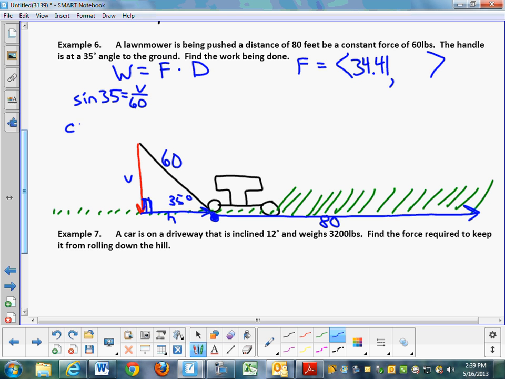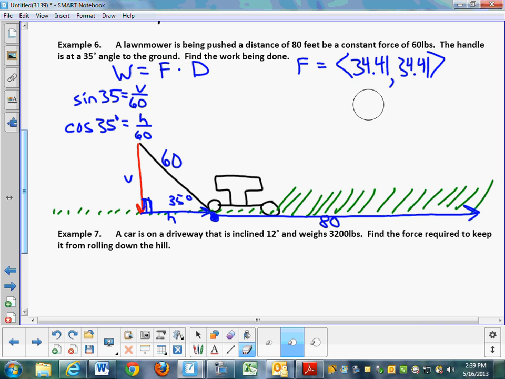And cosine of 35 is equal to H over 60. And I wrote that 34.41 in the wrong spot. It should be the vertical part, sorry. You got the other one? 60 times cosine 35. So there's our force component vector. Any questions how I got that?